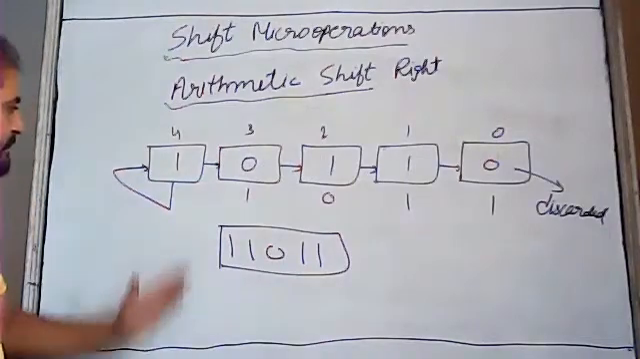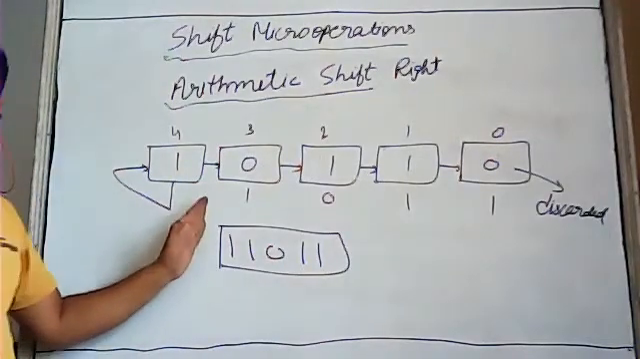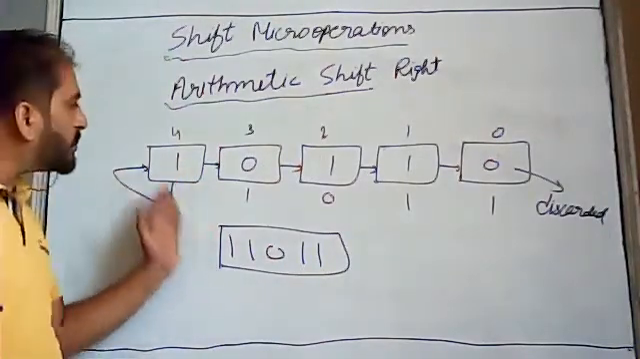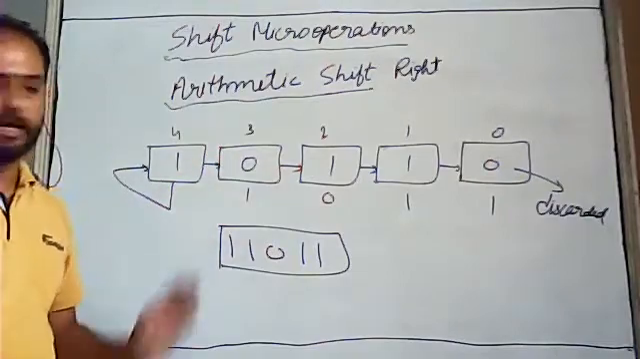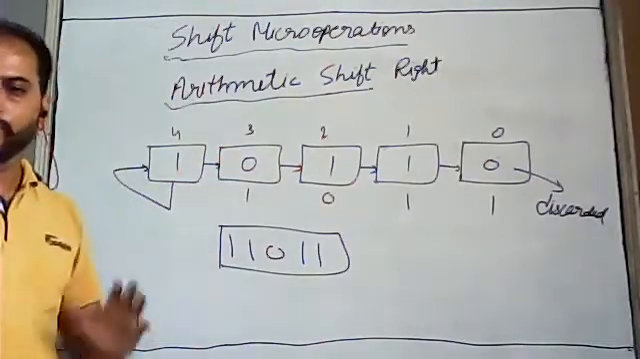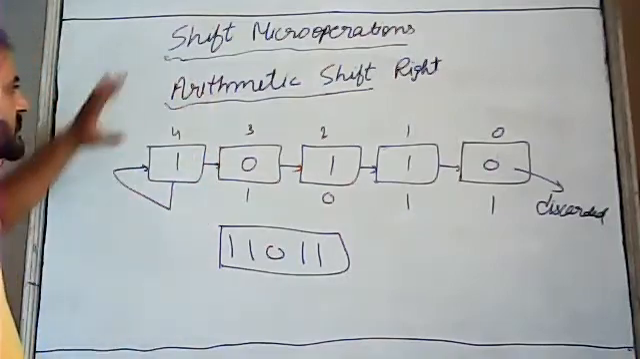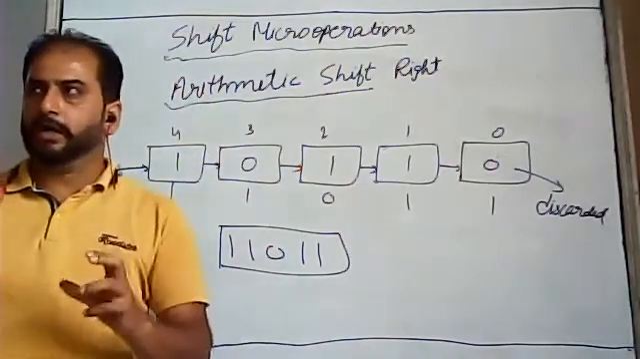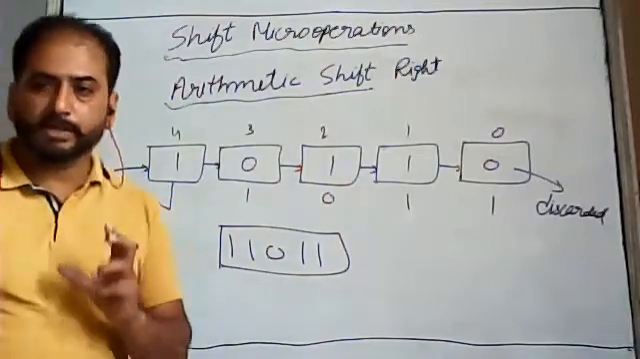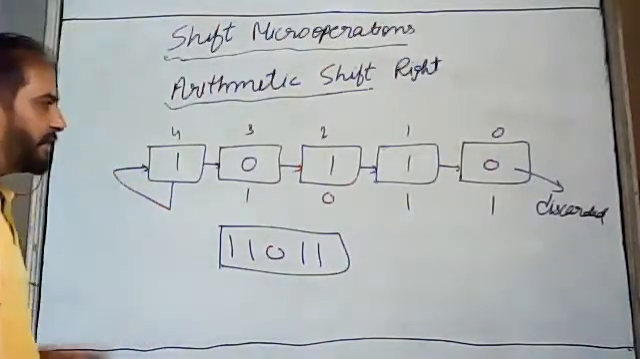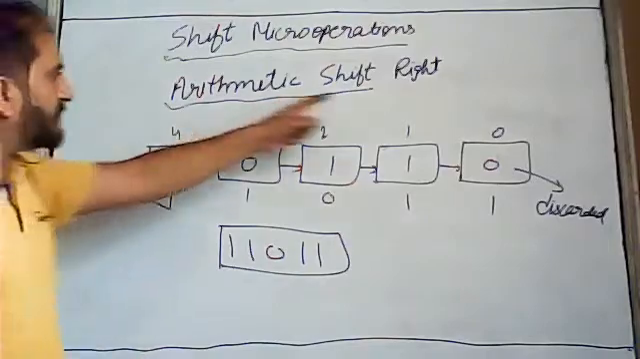In this case, the sign bit remains at its place and also moves to the next position, shifting to the right by 1 bit. So this is the concept of the arithmetic shift right. Again, I am repeating arithmetic shift right.